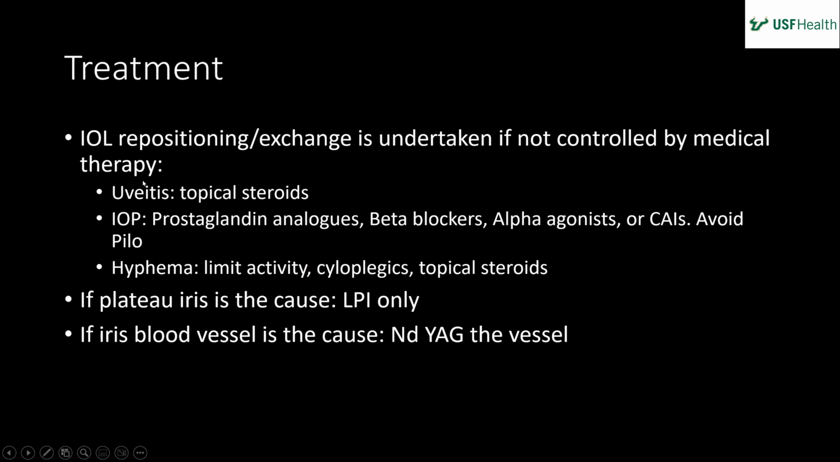First you try medical therapy, and you tackle what you're dealing with. The U is uveitis, so you use topical steroids. For the glaucoma, you use prostaglandin analogs, beta blockers, alpha agonists, CAIs, but you should avoid pilo because you could increase chafing. For the hyphema, you just limit activity, cycloplegics, and topical steroids for both the hyphema and uveitis.